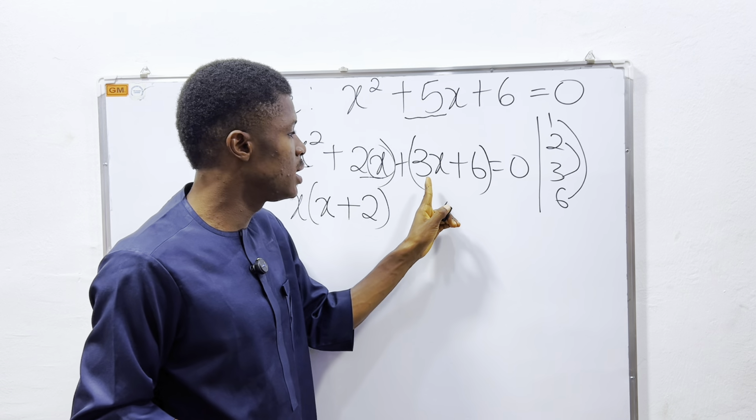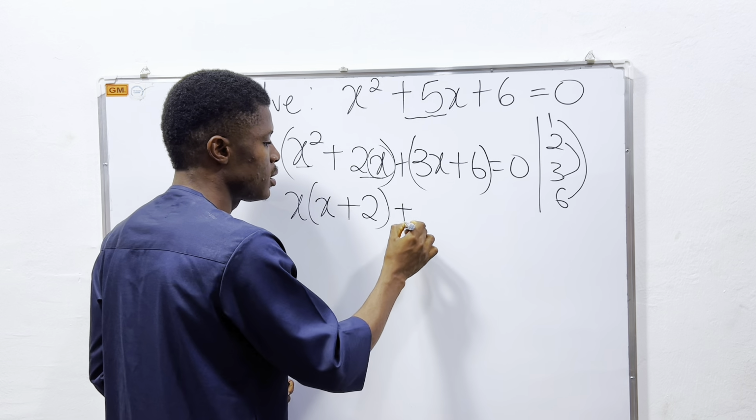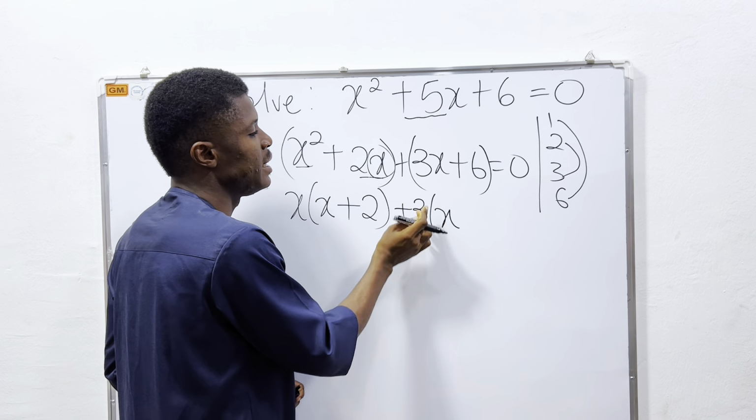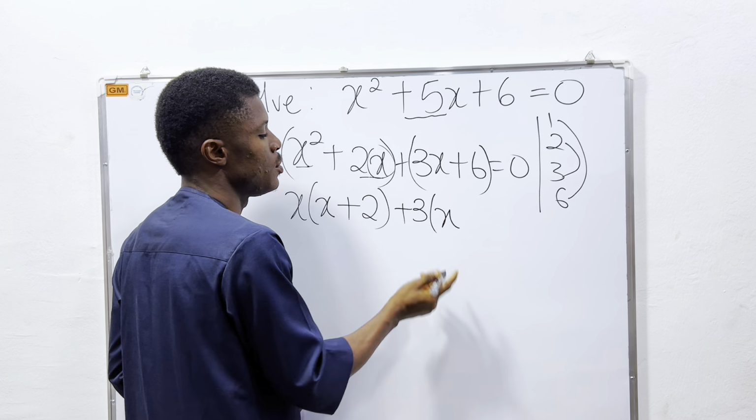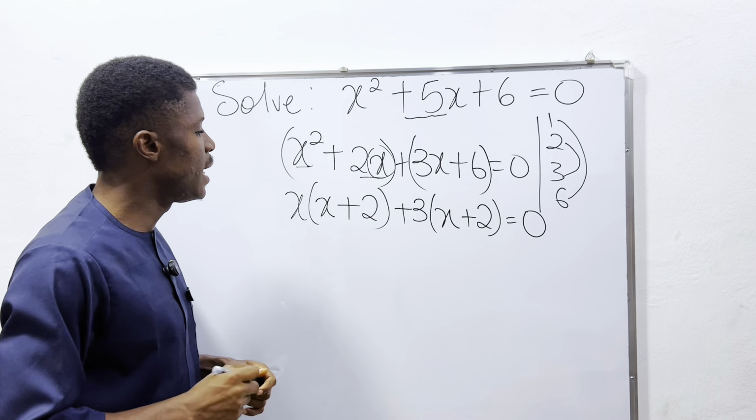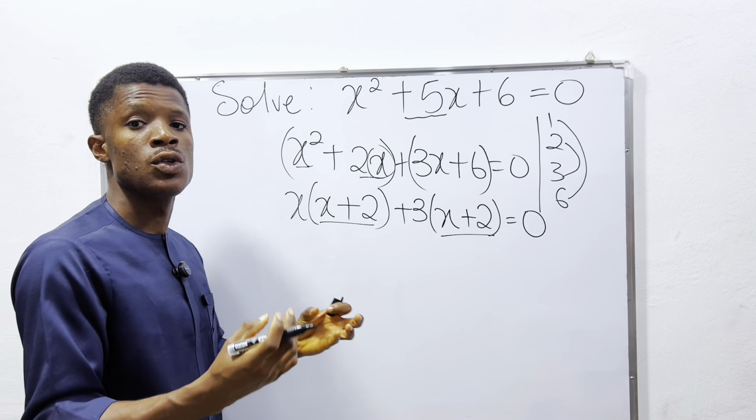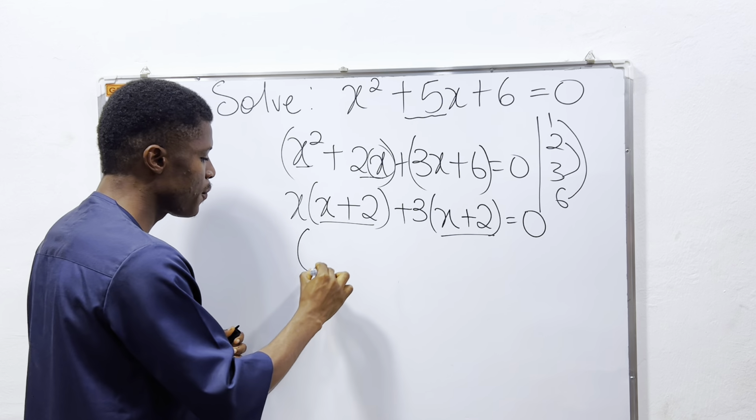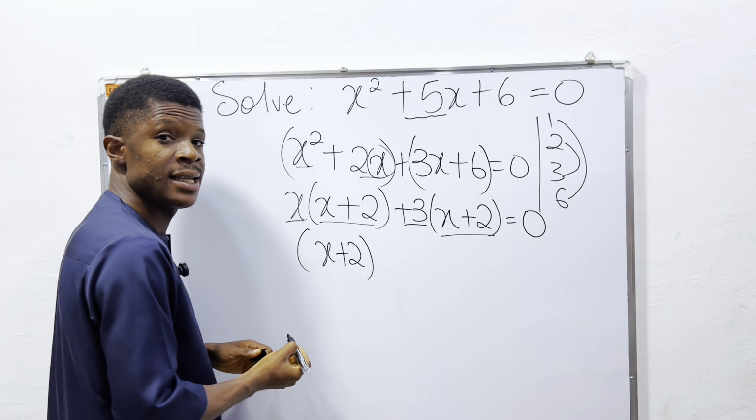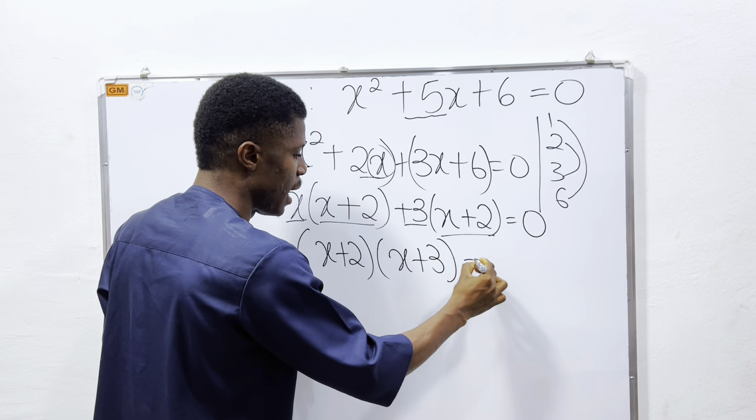Then go to the next terms, 3x plus 6. What can we factor between 3x and 6? We can factor out 3. So plus 3: 3 divides 3x, leaving x, and 3 divides 6, leaving 2. And that's 0. Then you notice that these two terms, x plus 2 and x plus 2, are the same, so you can factor it out. If you factor out x plus 2, you are left with x plus 3, and that's 0.